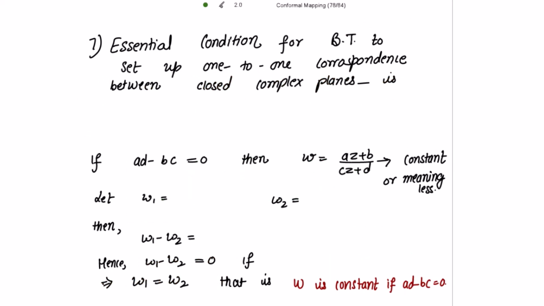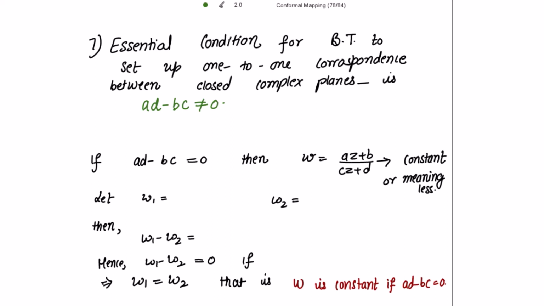7th, what is the essential condition for bilinear transformation to set up one-to-one correspondence between the closed complex planes? So that essential condition is AD minus BC should not be equal to 0. This is the condition for which the bilinear transformation sets up the one-to-one correspondence between the complex planes. What happens if this AD minus BC becomes 0? Then the transformation W equal to AZ plus B over CZ plus D becomes constant or meaningless.